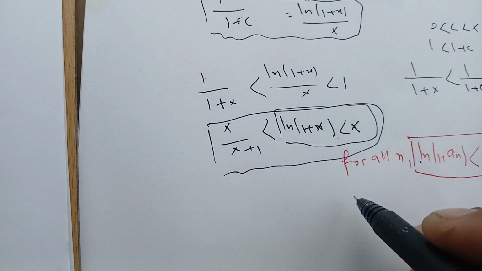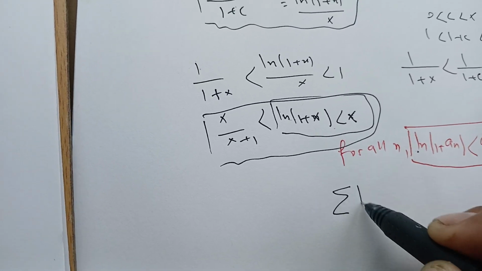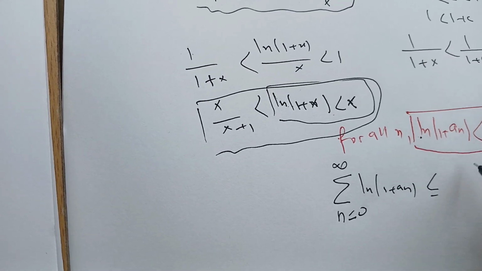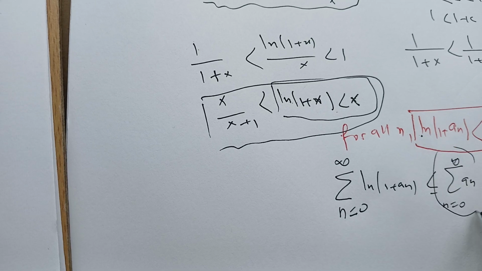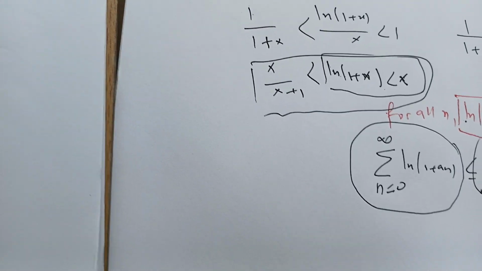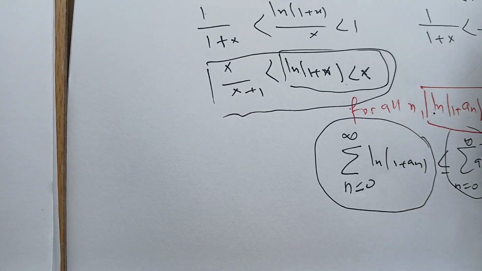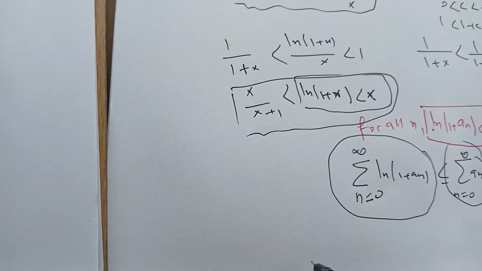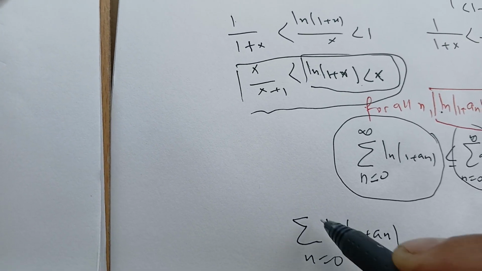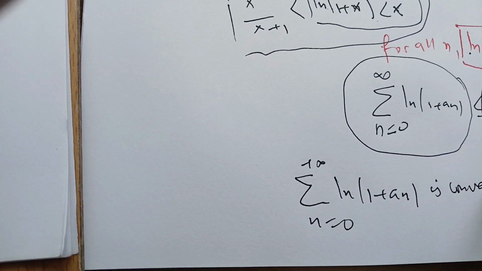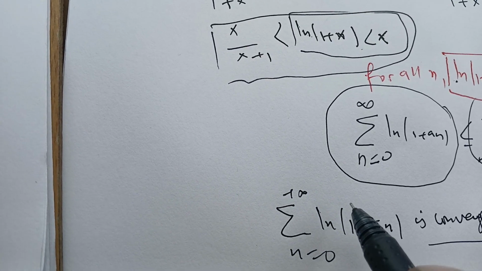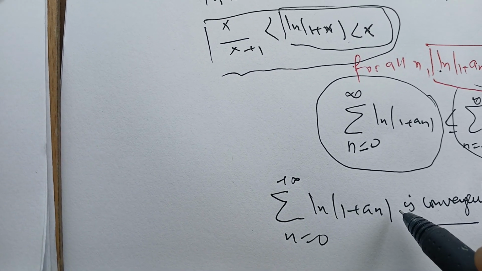So taking the limit, the sum of ln of 1 plus a_n from n going from 0 is less than or equal to this one here. But this one is convergent. Therefore, this one is convergent according to the comparison test. Therefore, it's finite. It's bounded above by something finite. That means it's convergent. So this is the conclusion. That means the series of the natural log of 1 plus a_n is convergent, according to the comparison test. So we have proved that the series defined by the natural log of 1 plus a_n is convergent.